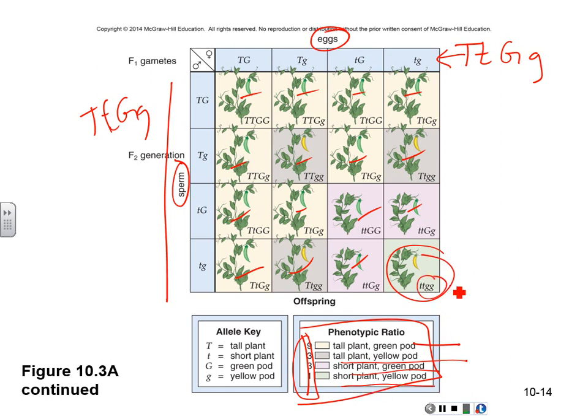Again, this is the recessive, and with the recessive, you have to have 2 of them in order for that gene to be expressed. So if you have a big G, little g, you're going to still end up with green. If you have two little g's, then you're going to get a yellow.